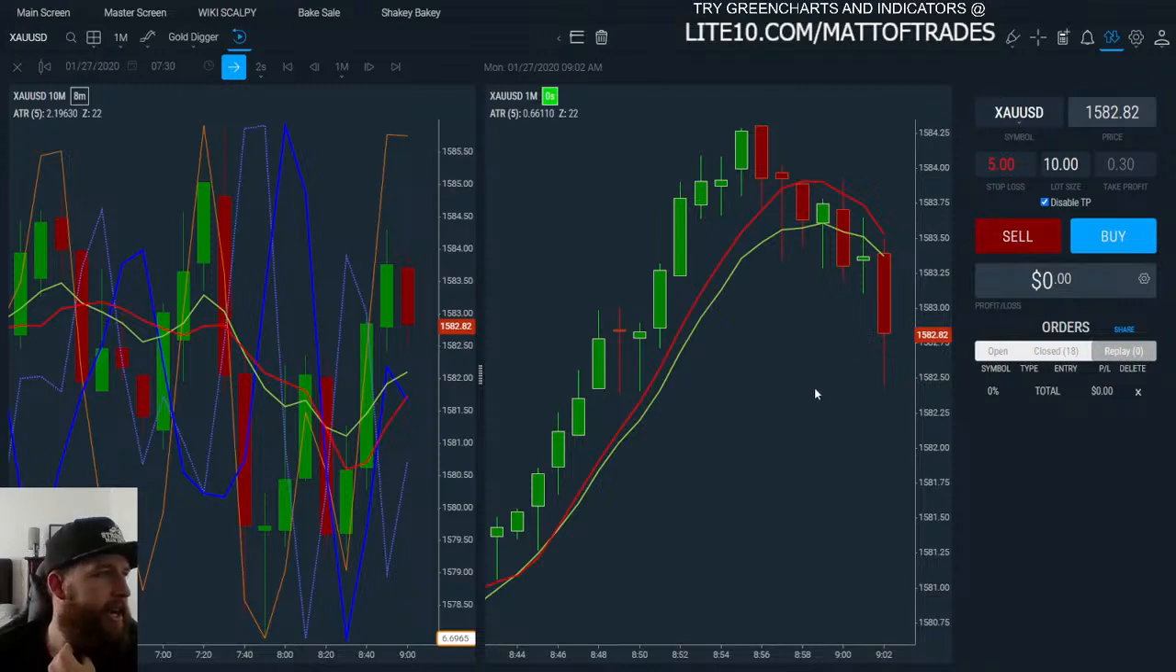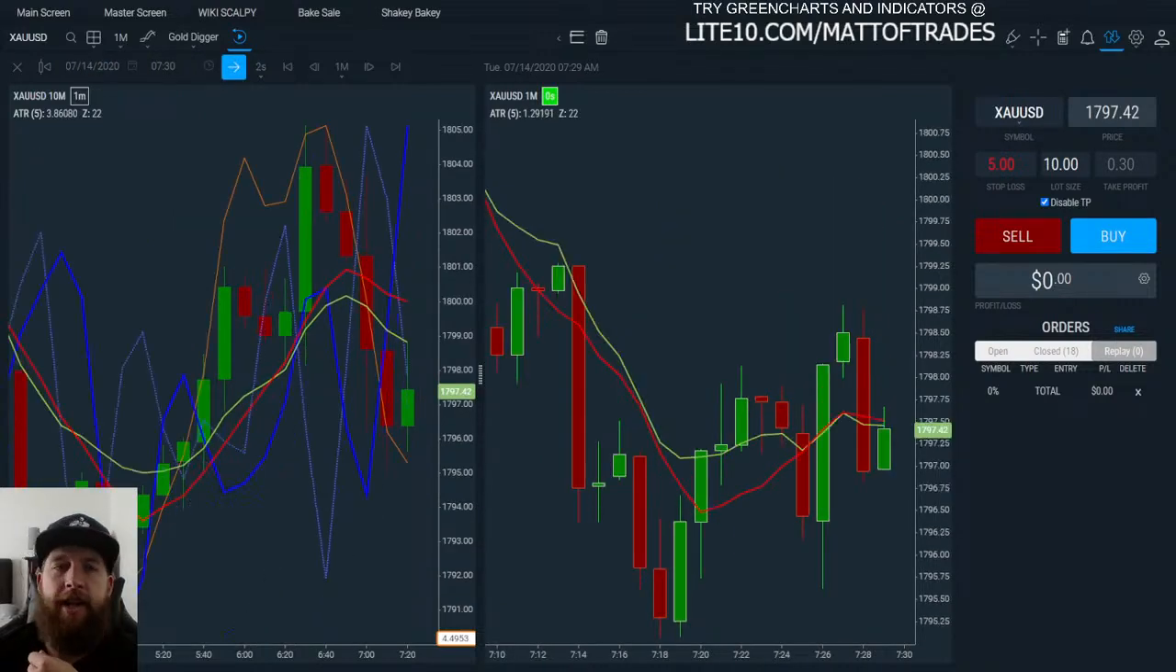All right, next day is 7/14 of 2020. And again, I've just used a random date generator to pick these days, so we get lots of different market conditions to test our strategy, which is going to get us the best results.